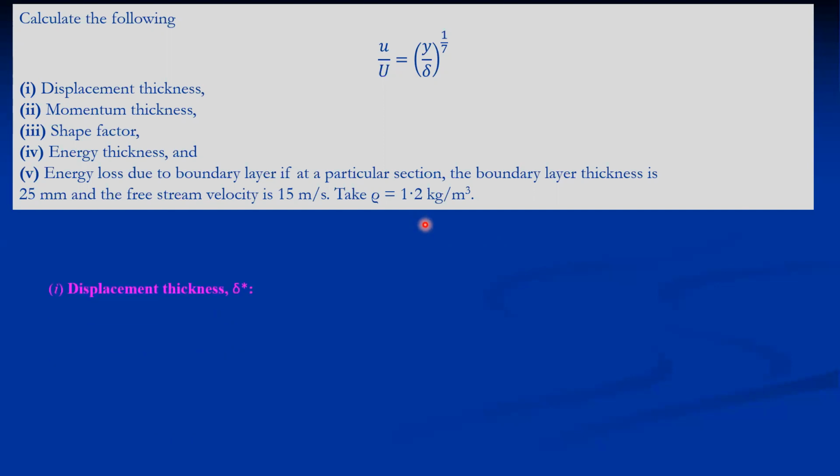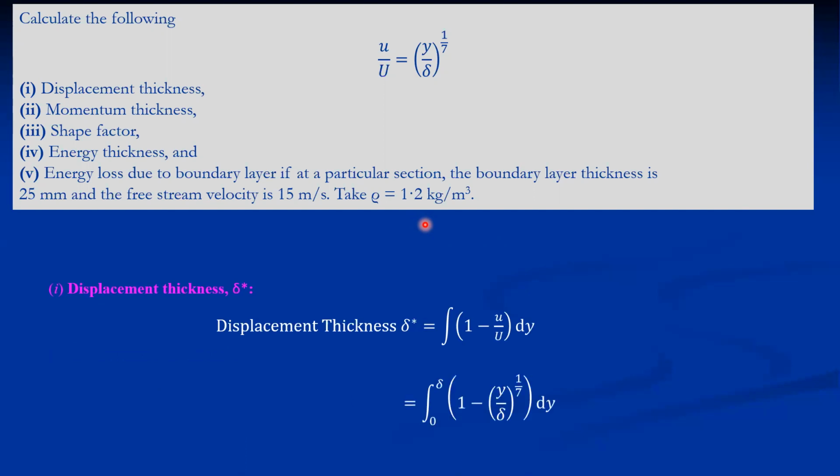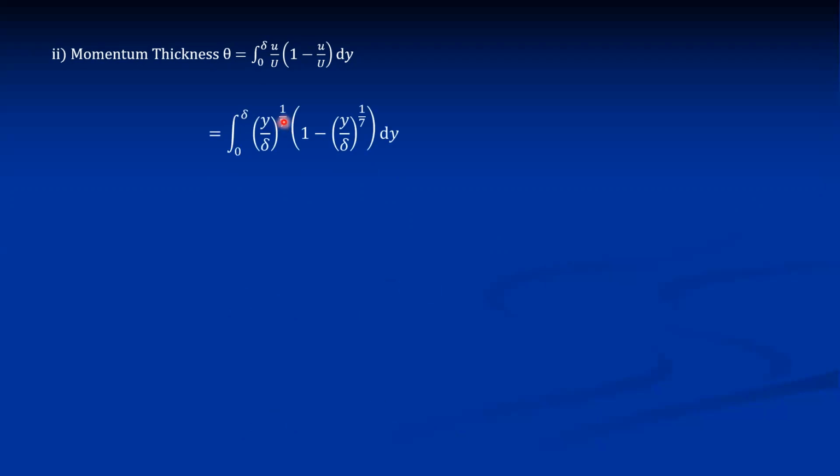First of all, we'll calculate displacement thickness. Straight away we can write the expression of delta star, put the value of u by U in terms of y by delta, integrate this expression, and putting the limits, we get displacement thickness delta star equal to delta by 8. Similarly, momentum thickness theta is equal to the integral from 0 to delta of u by U times (1 minus u by U) dy. Again, put the values of u by U in terms of y by delta and integrate it. After integration and putting the limits, you get the momentum thickness.